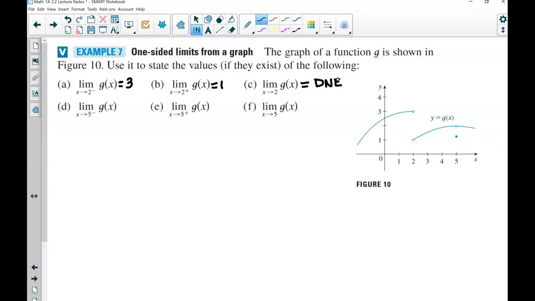Okay, now let's take a look at part D. The limit as x approaches 5 from the left. So here, the limit of this function is approaching 5 from the left. So here's the function, it starts here and it's approaching 5. Then this number here is approaching what number? Well, the output here is 2.